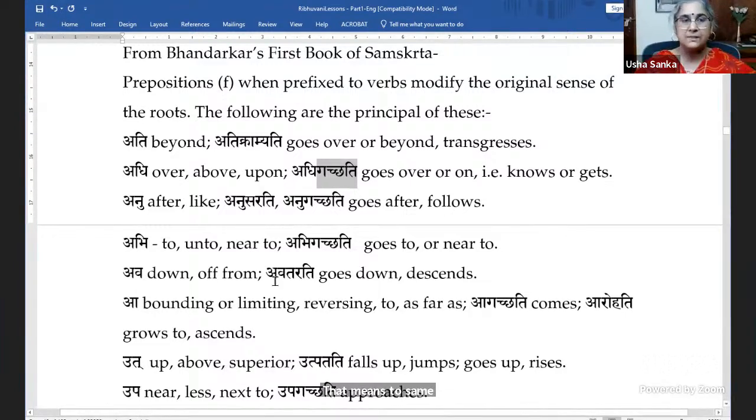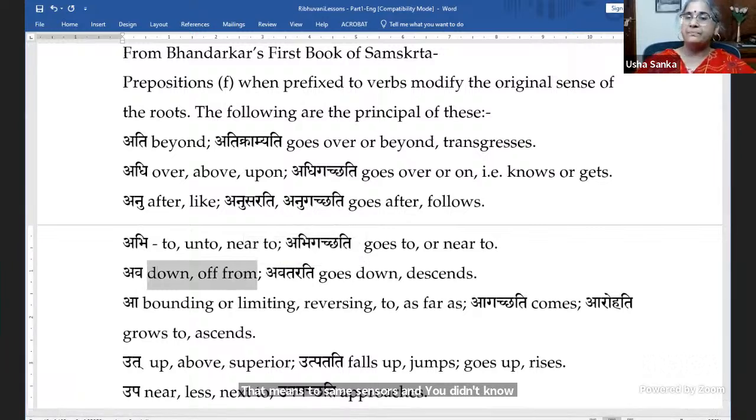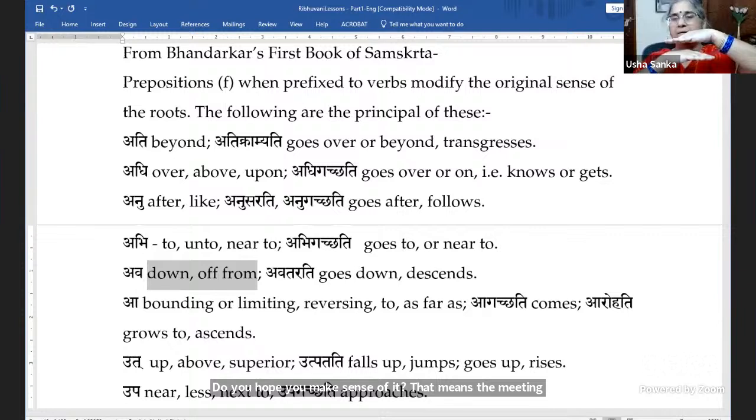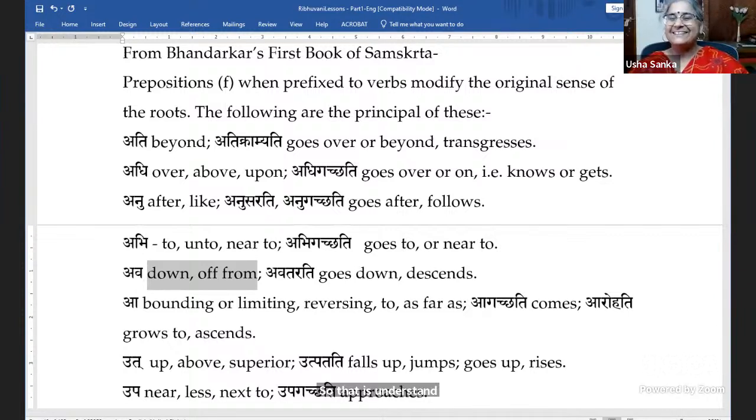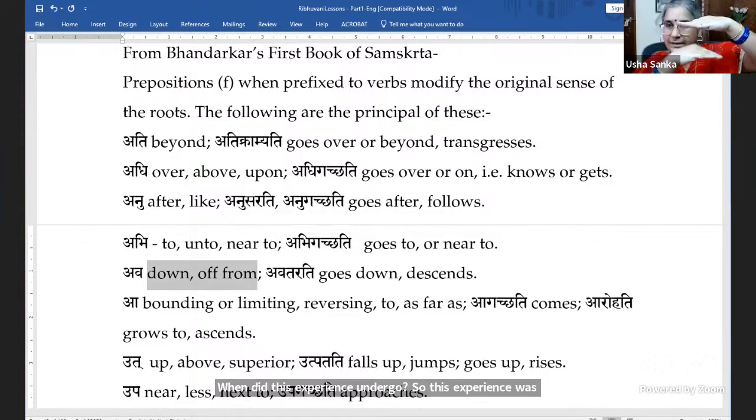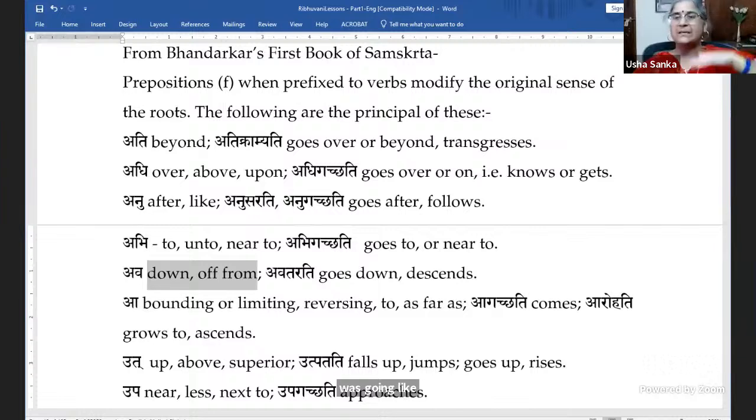Ava means below, down, off, from. Now, how do you make sense of it? That means the meaning is here, you went over it, now you undergo it. So that is understand. Got it? Understand, undergo. I underwent this experience. So this experience was here, I was going under it. Until now I was going beside it, above it and all. Now I undergo the experience.